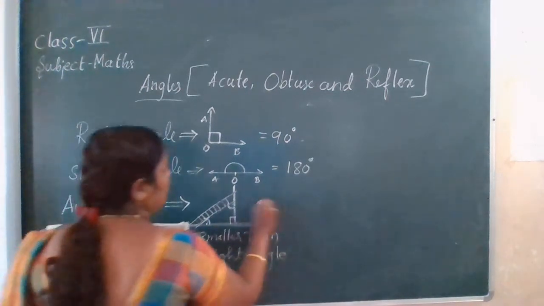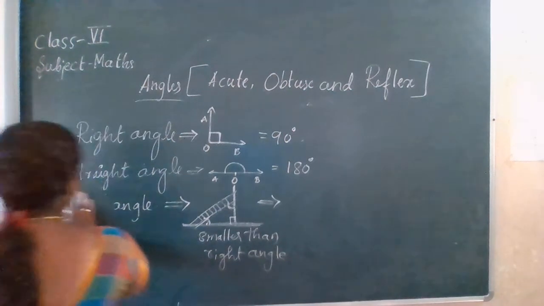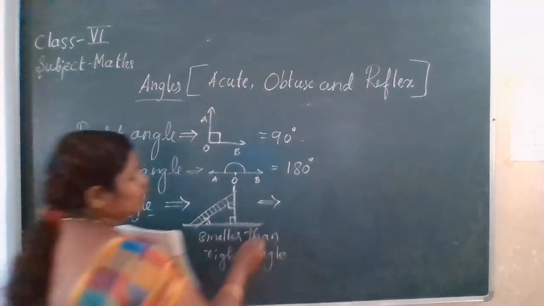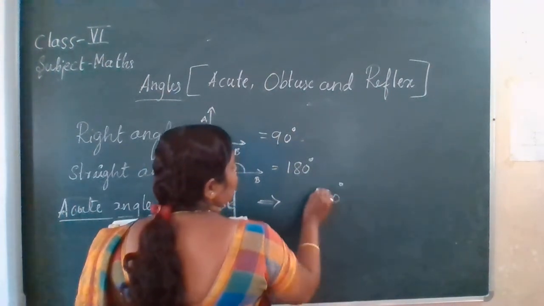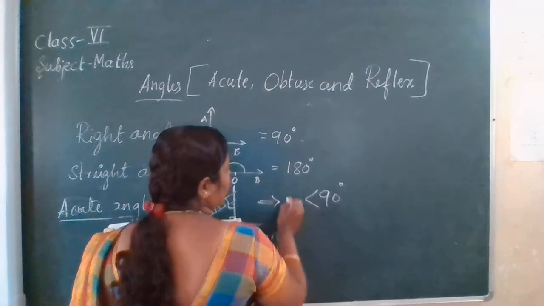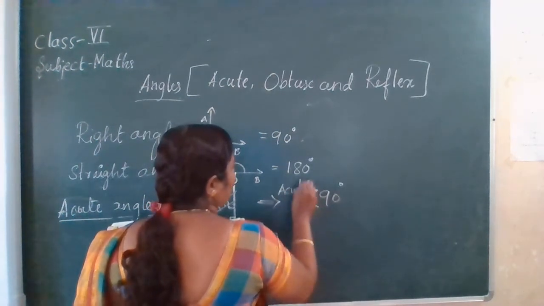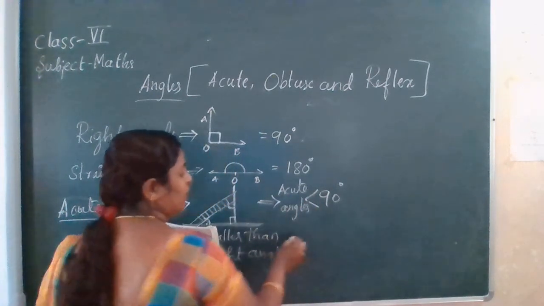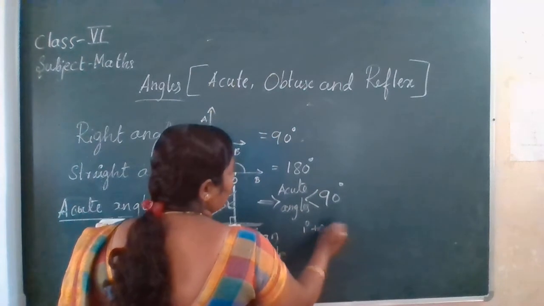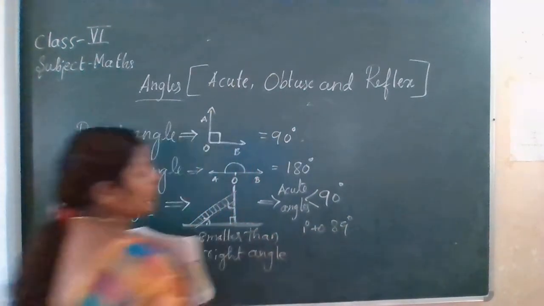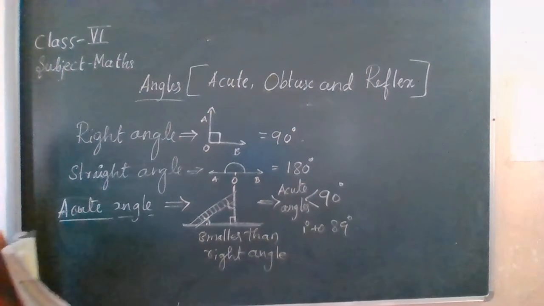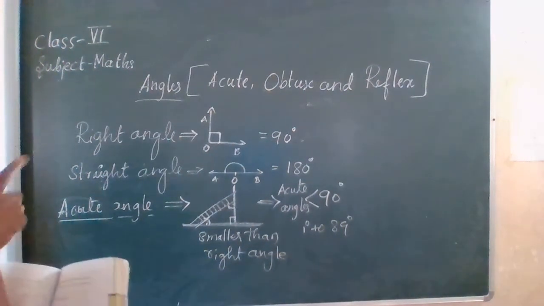So these angles are called acute angles. Acute angles will always be smaller than 90 degrees, right from 1 degree to 89 degrees. The angles which are less than 90 degrees, all those angles are called acute angles.